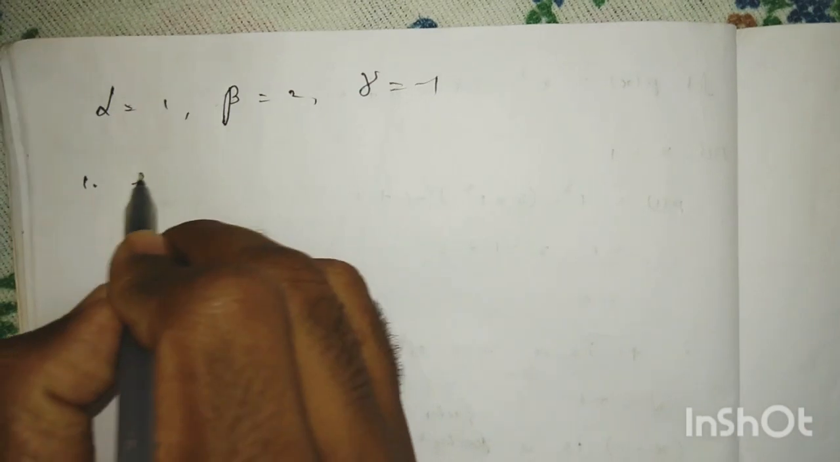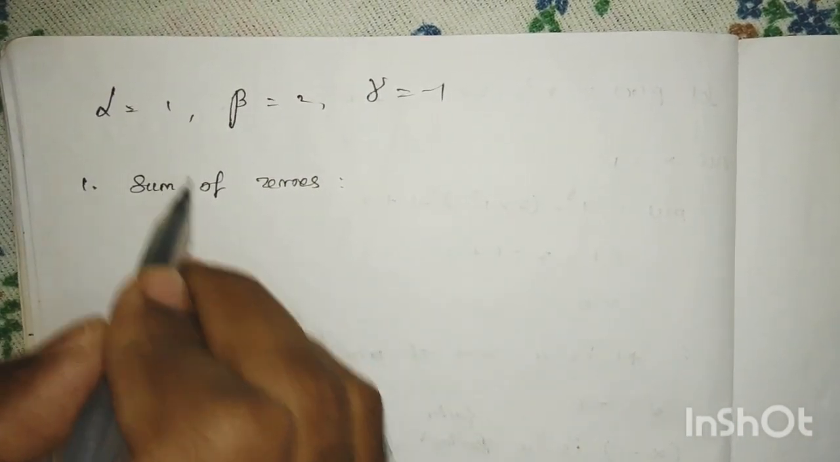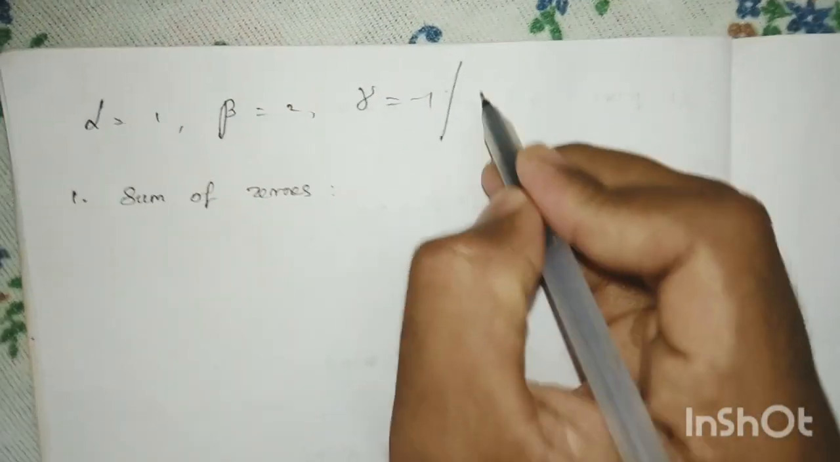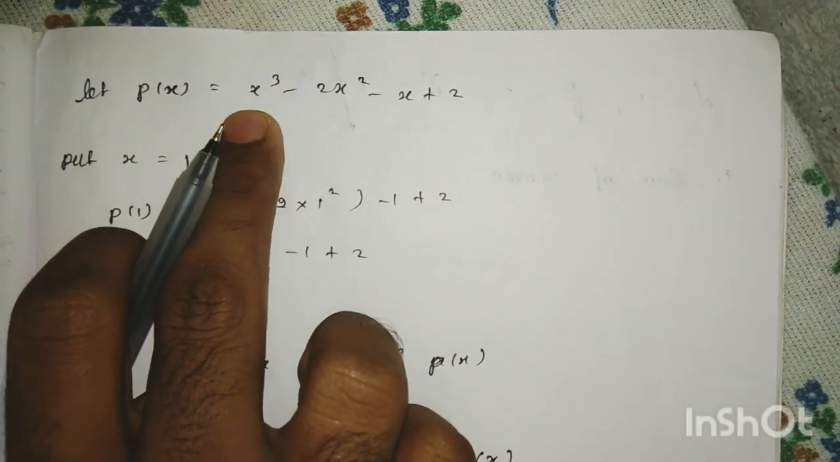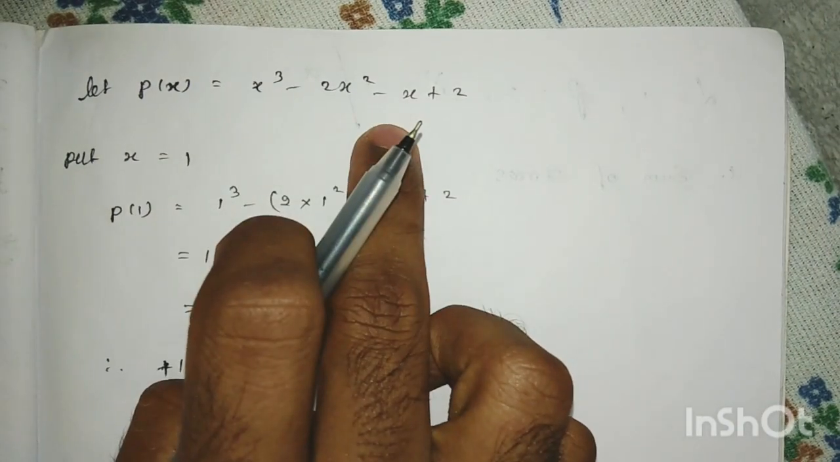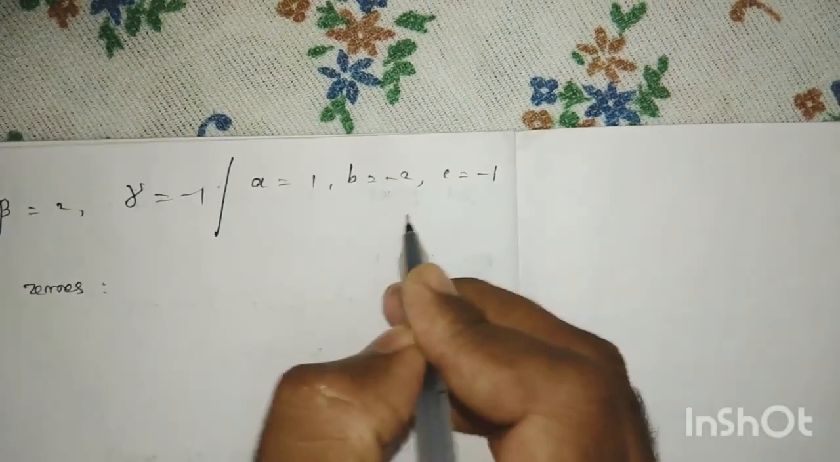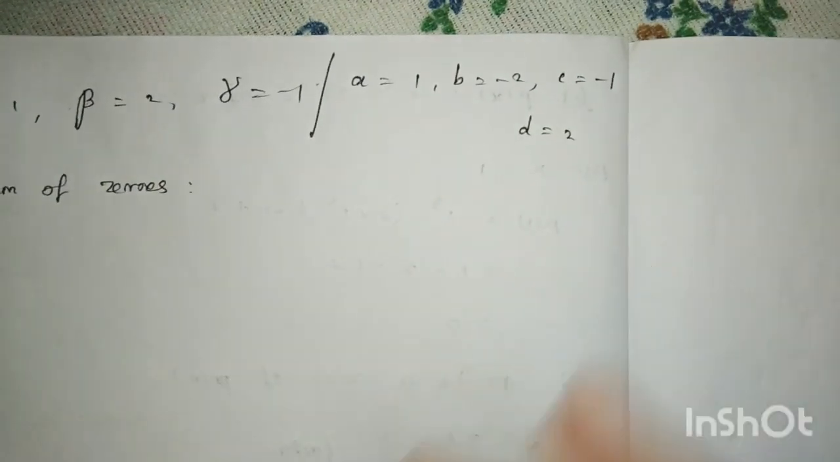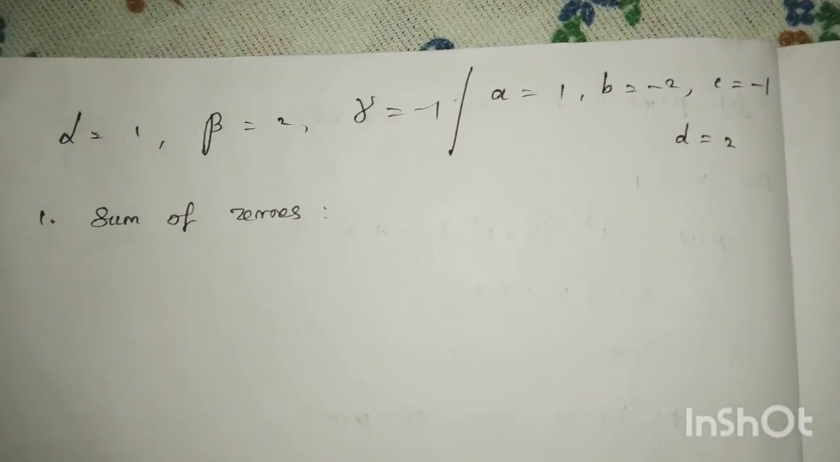So first relation, sum of zeros. Before we enter the relation, we can write the A, B, C values, right? From the cubic equation, you can find the A value, B value, C value, D value. So what is the A value here in this polynomial? A is 1, B is minus 2, C is minus 1, D is plus 2, right? So A is equal to plus 1, B is equal to minus 2, C is equal to minus 1, D is equal to, let me check, D is equal to 2. Clear? Actually from the polynomial we get the A, B, C, D values.